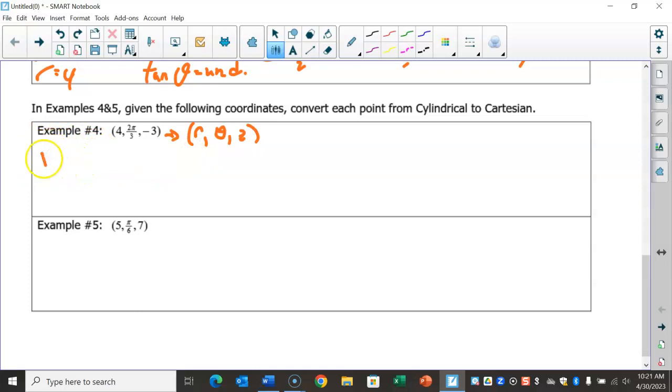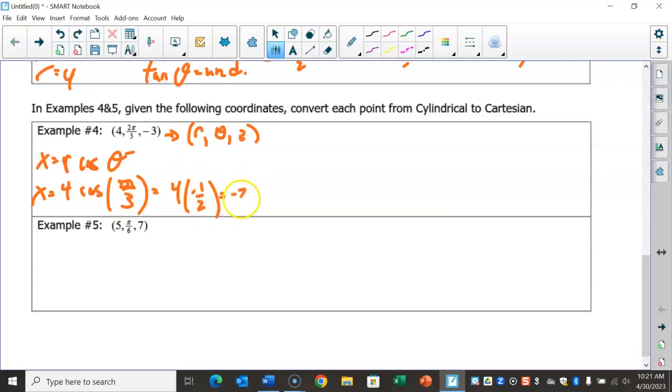Well, x is going to be equal to our r cosine of theta. And again, this is derived from SOHCAHTOA. Cosine of theta is just the adjacent side over the hypotenuse. And so we're going to go ahead and say that x is equal to our r, which is 4. And we're going to do the cosine of 2 pi over 3. And so cosine of 2 pi over 3 is going to be negative 1/2 because this is in quadrant 2. So we're going to get 4 times negative 1/2. And we're going to get that this x coordinate is going to be negative 2.